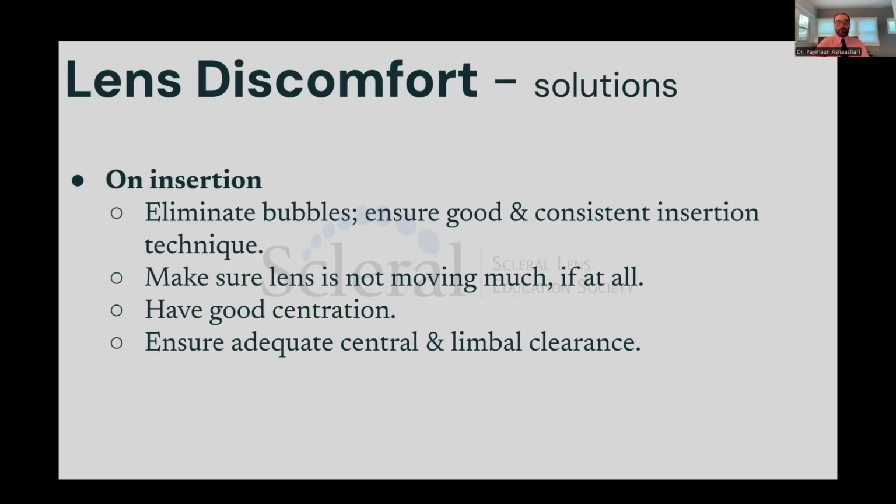Okay, so here's some solutions for when you have discomfort on insertion. One of them: make sure you eliminate bubbles. Ensure good and consistent insertion technique. That will help a lot. Make sure the lens is not moving much, if at all. Have good centration, and make sure there's adequate central and limbal clearance to start.